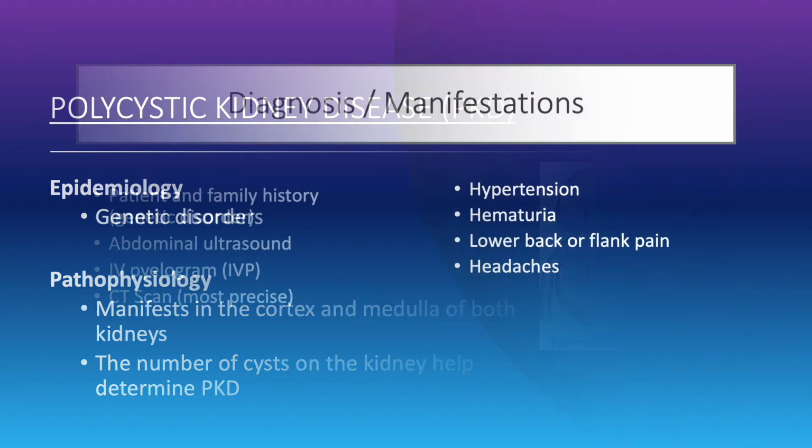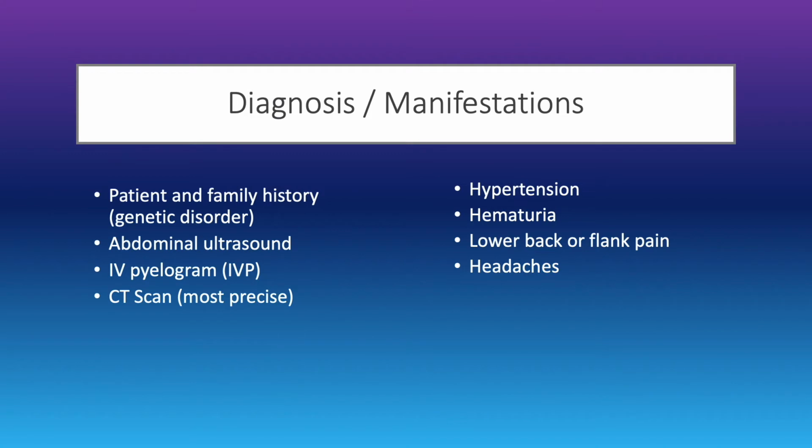Now the diagnostics looked at here, being that PKD is a genetic disorder, is going to start with the patient's family history to see if the disorder runs in the family, because remember, it is a genetic disorder. So also an abdominal ultrasound can be done, as well as an intravenous pyelogram, and this outlines structures within the kidneys using a dye. Lastly, a CAT scan can be done, and this is the most precise test done when identifying the kidney structures.